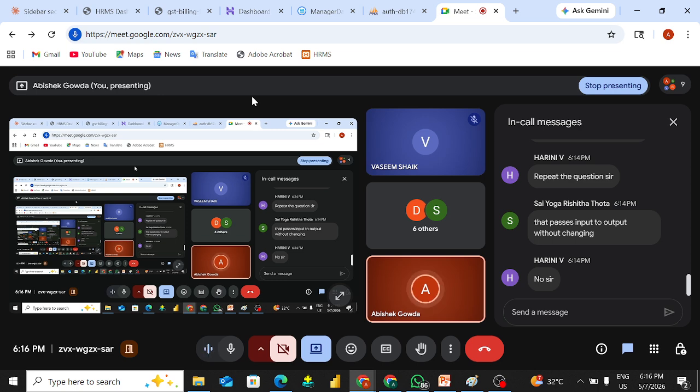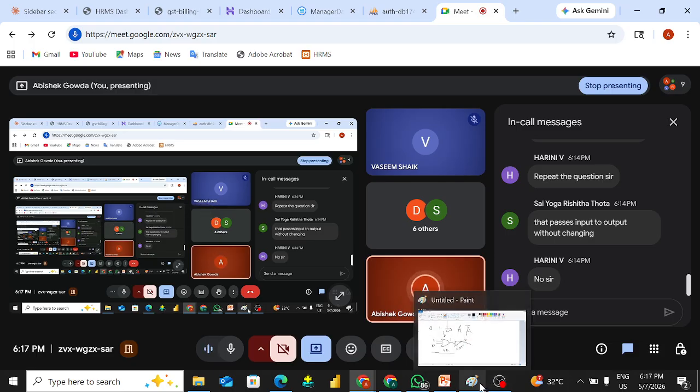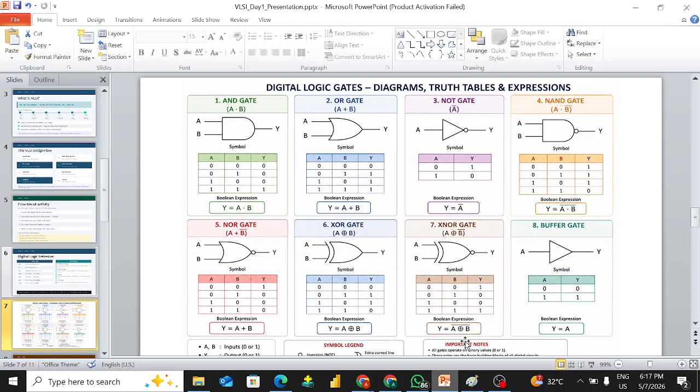But internally, what is it doing? It's not letting that signal become weak. It converts that same signal into a strong signal, maintaining the strength of that signal. Just remember this: what does the buffer gate do? It doesn't let the signal get weakened. Just note that down. Yeah, that's all about the gates.